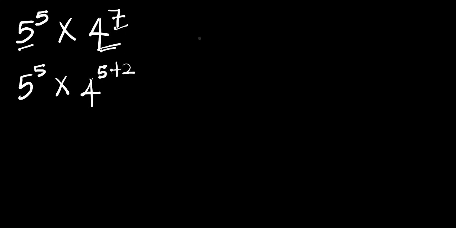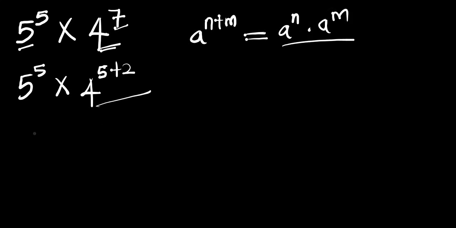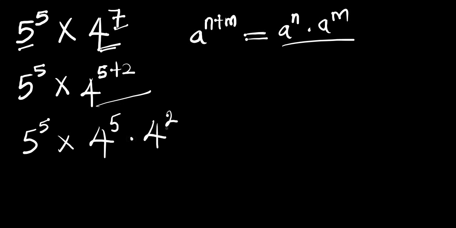And let's record this identity. If you have a to the power of n plus m, this equals a to the power of n times a to the power of m. So you go ahead and apply this identity right here. We are going to have 5 to the power of 5 times 4 to the power of 5 times 4 to the power of 2.